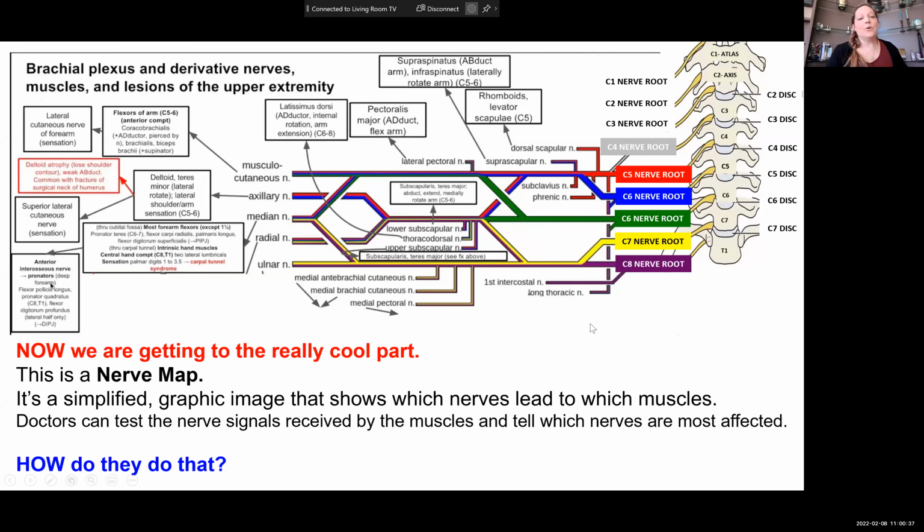This is a cool little map. They took the brachial plexus and broke it down kind of like a train map, right? This is sort of like a MARTA map, and it shows you where they go. This is the cool part, if you like interesting scientific stuff: how did they find that out? This simplified graphic shows which nerves lead to which muscles, so they can test the nerve signals in the muscles and tell which nerves are affected, and thereby which muscles are affected.